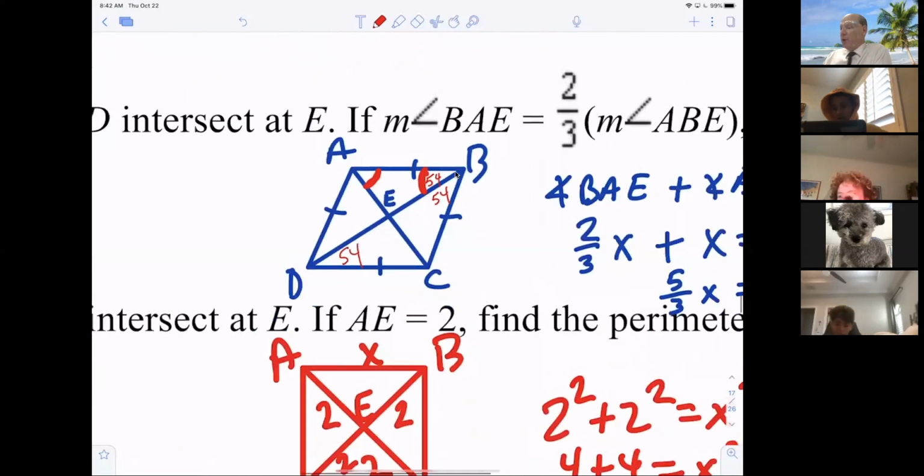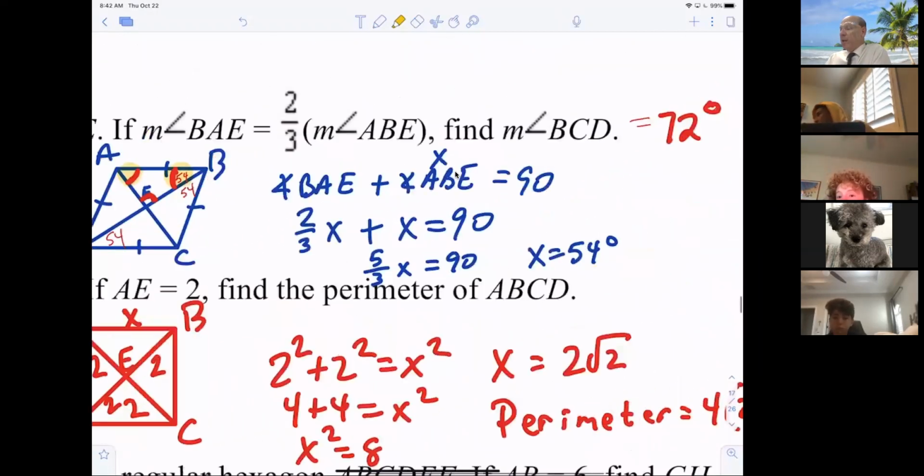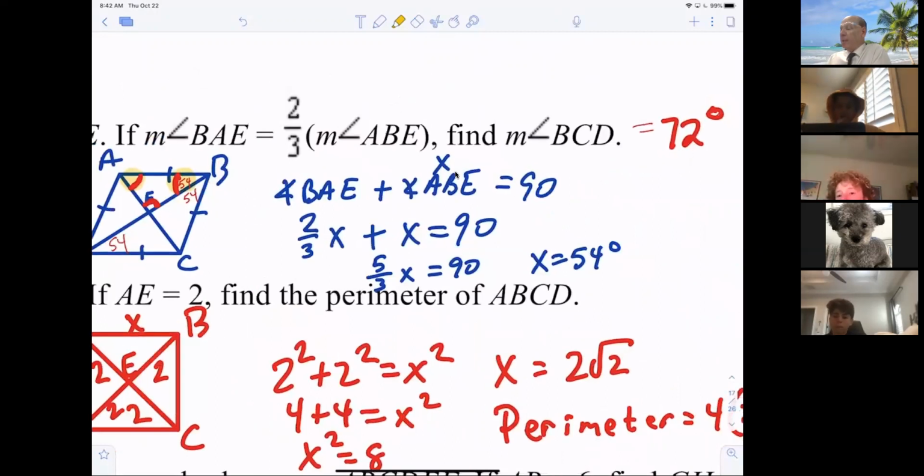So what's true if this angle is 90 degrees? What's true about these two angles right here? They add up to 90 degrees. That is correct. So I wrote down angle BAE plus ABE is 90. Do I agree with that? But BAE is what? 2/3 of ABE. So I just labeled ABE X, and this is 2/3 X. That's another really good problem. If you got that right, I think you're in great shape for tomorrow.